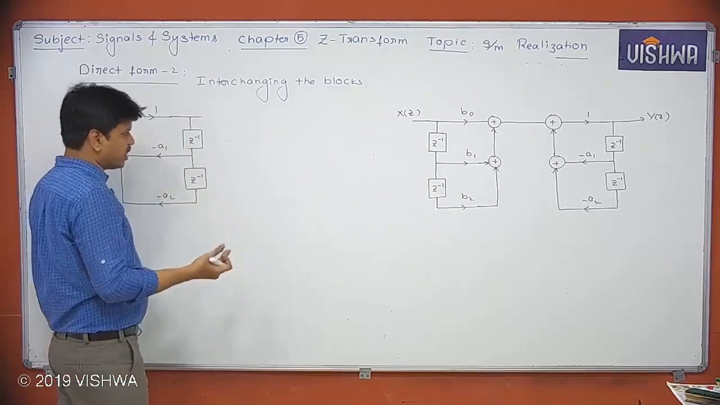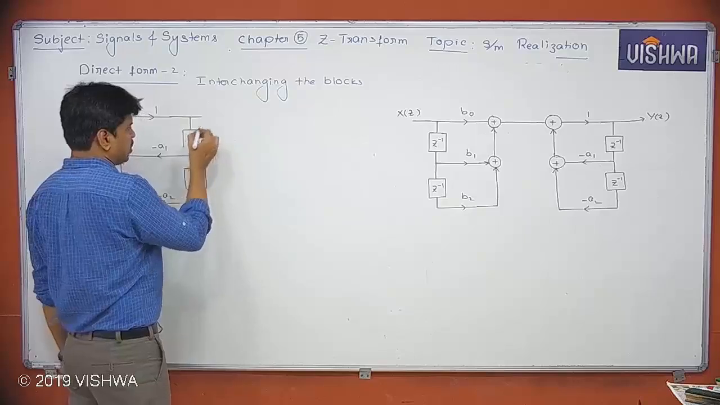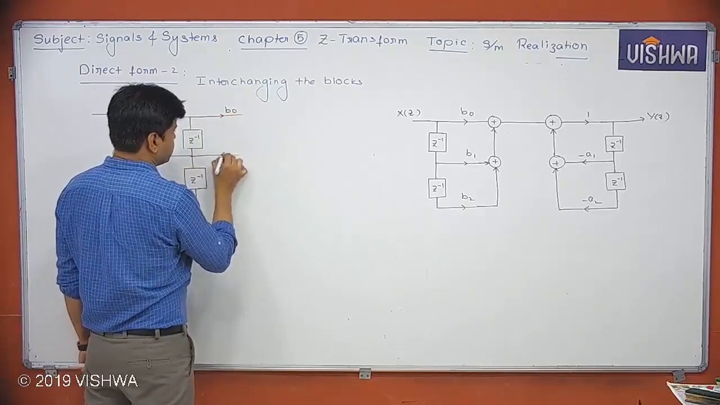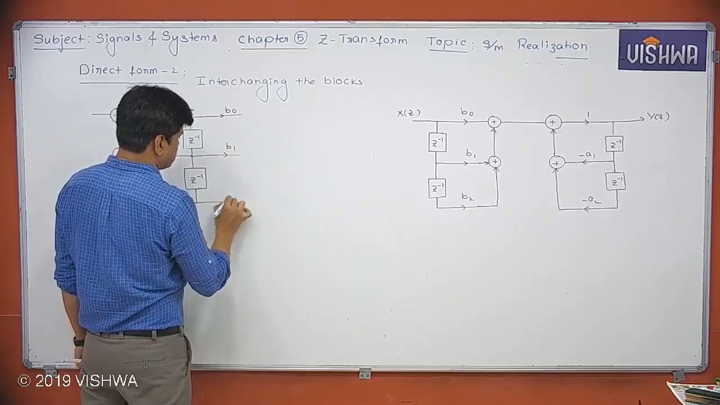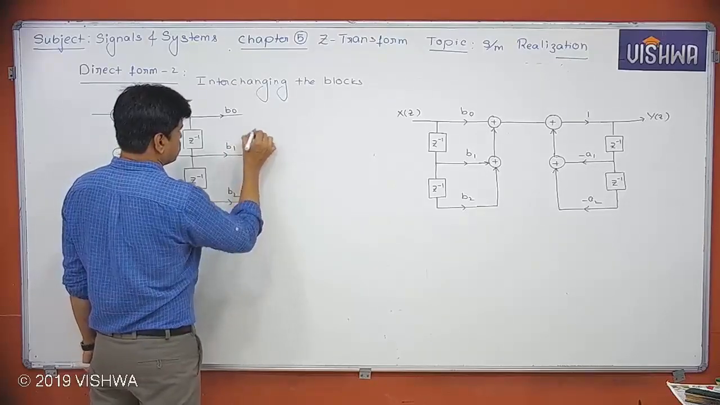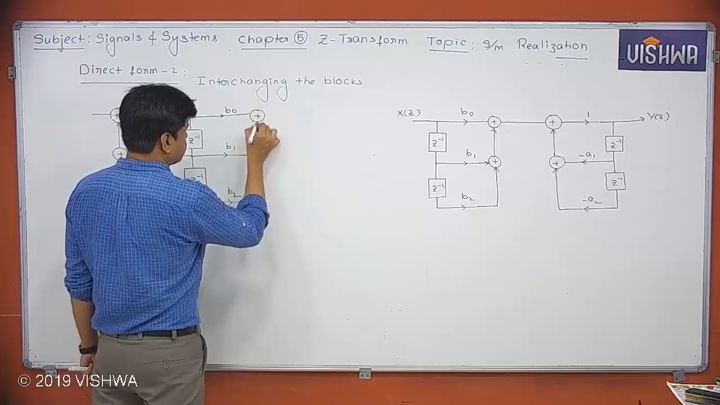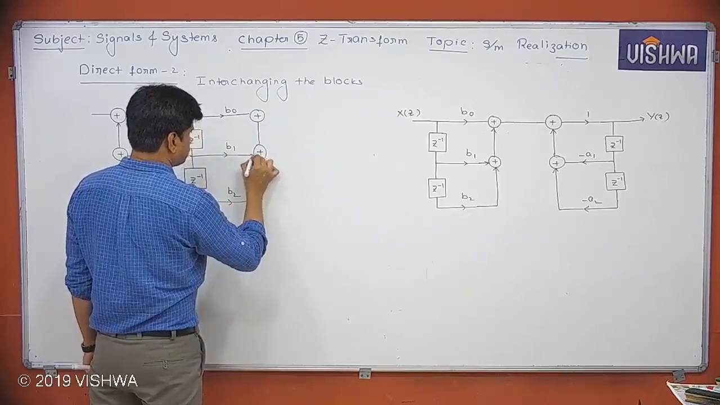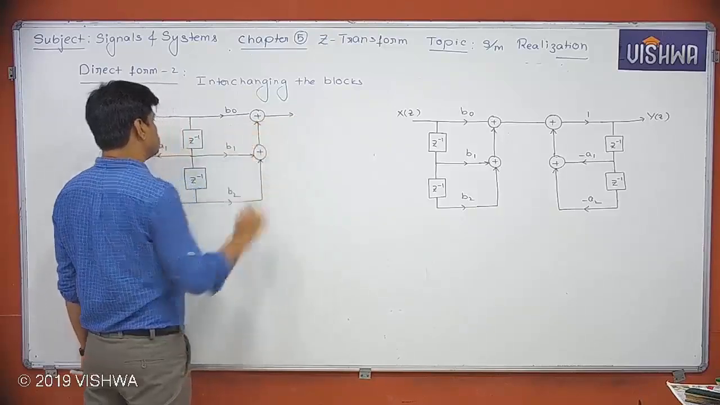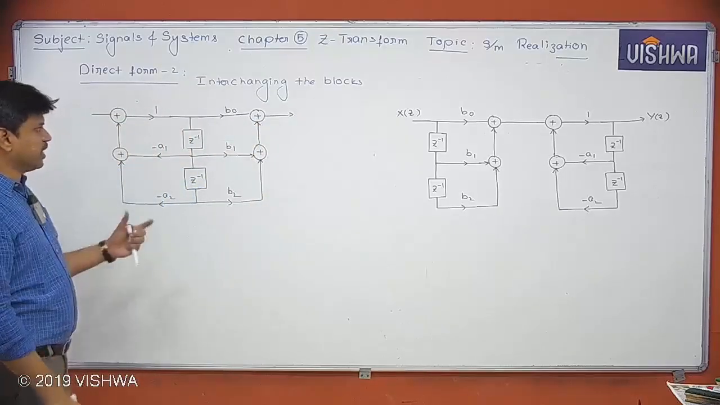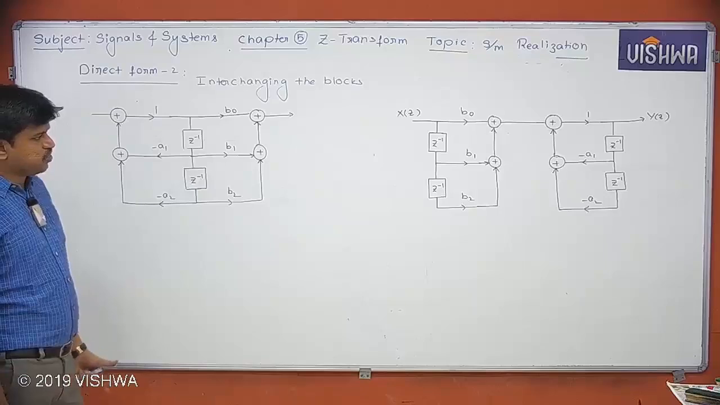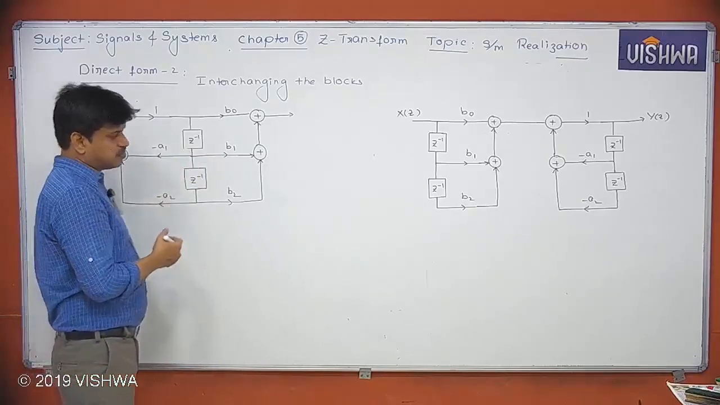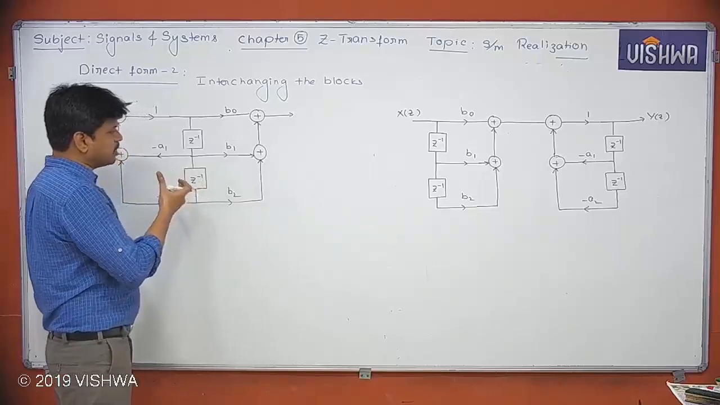Why do we have to go for the extra element? I will manage with these elements only. Let's take this as B0, this as B1, and this as B2. So this is the block diagram for the direct form 2. If you observe carefully, the number of delay elements required here is very less compared to direct form 1.